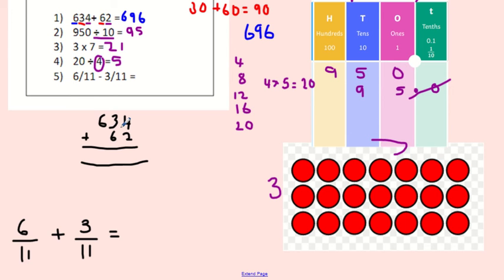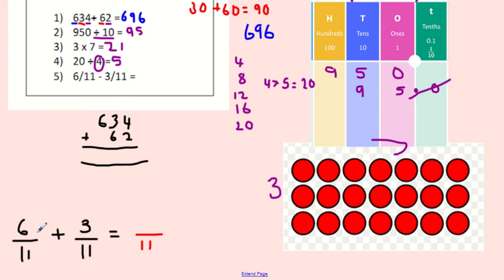Let's have a little look at the last one together. Question 5, which is 6 elevenths. I'm getting my words in a muddle, Year 6. 6 elevenths subtract or take away 3 elevenths. Now I've written the fractions down here to help us. We start by looking at that bottom number, the denominator. And because they are the same, it will be the same in our answer.